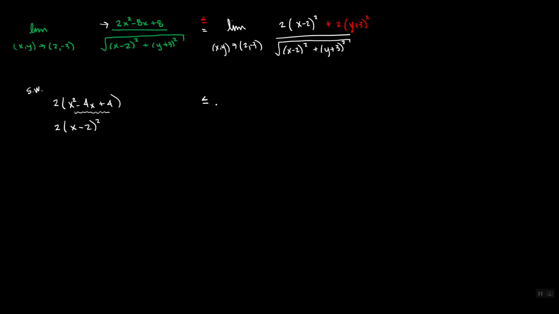We're going to say the next limit is greater than or equal to that same limit notation. This time our numerator will look like 2 times x minus 2 squared plus y plus 3 squared. And if you'll notice, the reason why we're adding that in is so that we have similar terms in the numerator and denominator.